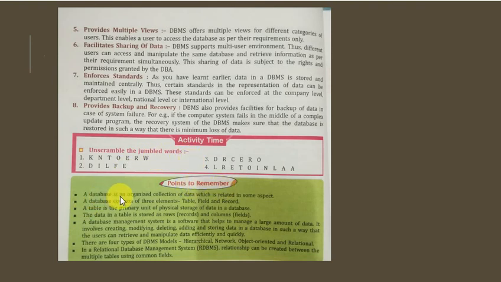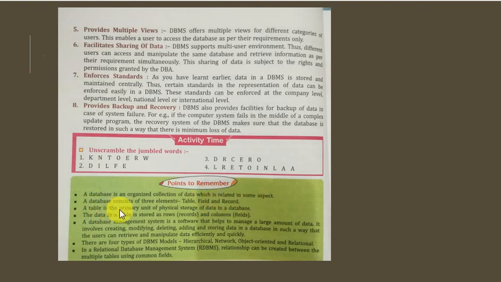A database is an organized collection of data which is related in some aspect. This data is related to each other in some aspect. A database consists of 3 elements which are table, field and record.